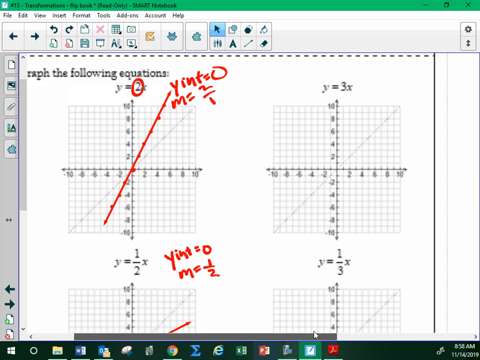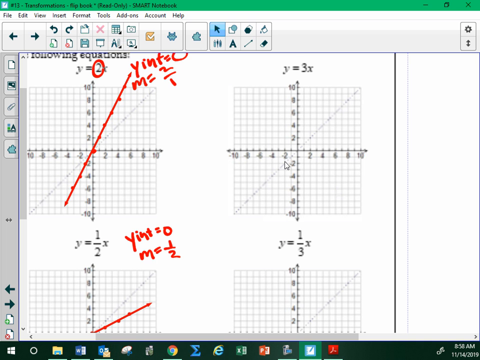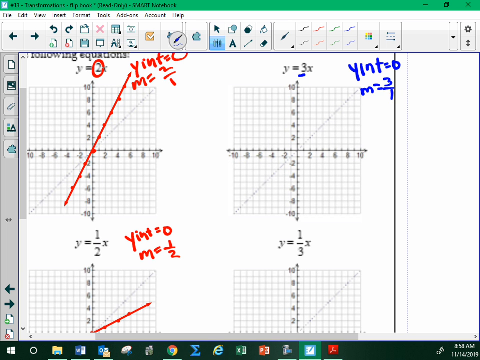Alright, let's go and take a look at this one. So again, here we have a larger slope. My y-intercept is still 0, and here my slope is 3, or 3 over 1. Down here, my y-intercept is 0, and my slope is 1/3.